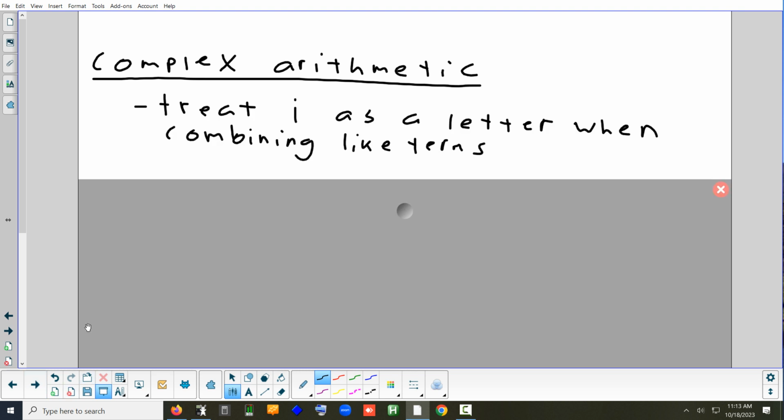All right, so what we're going to do now, and this will be the last part of the review, is we're going to do an add, a subtract, a multiply, and a divide. We'll do one of each with complex numbers.